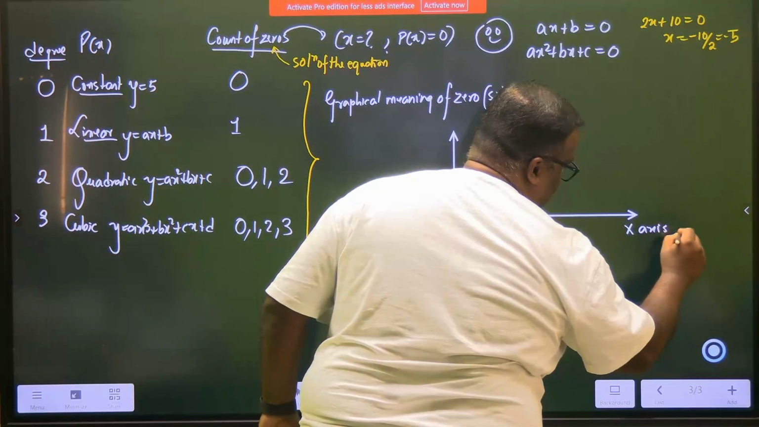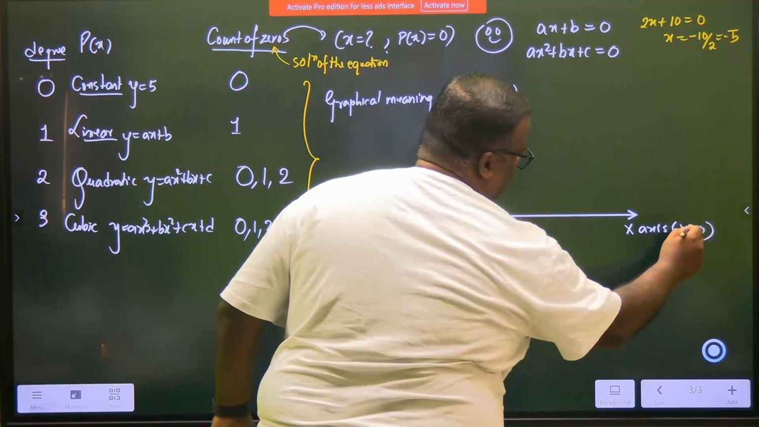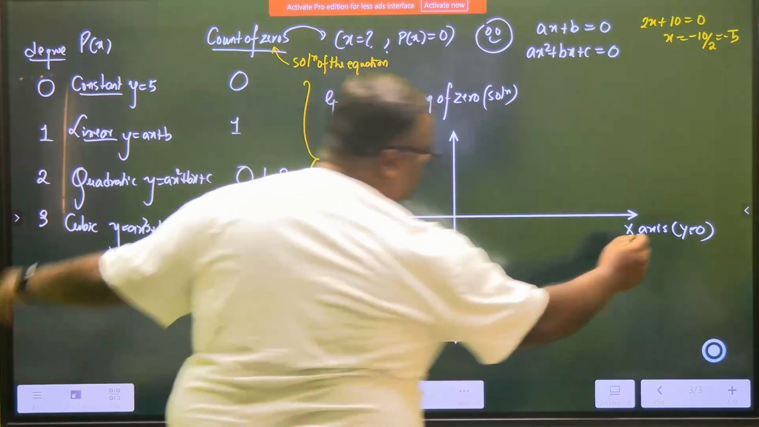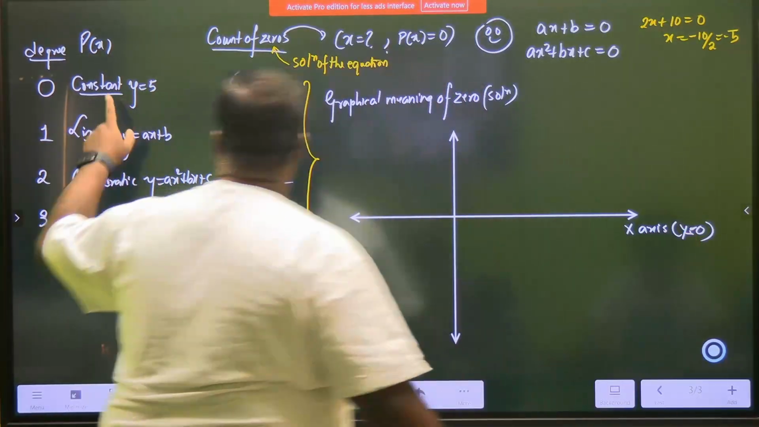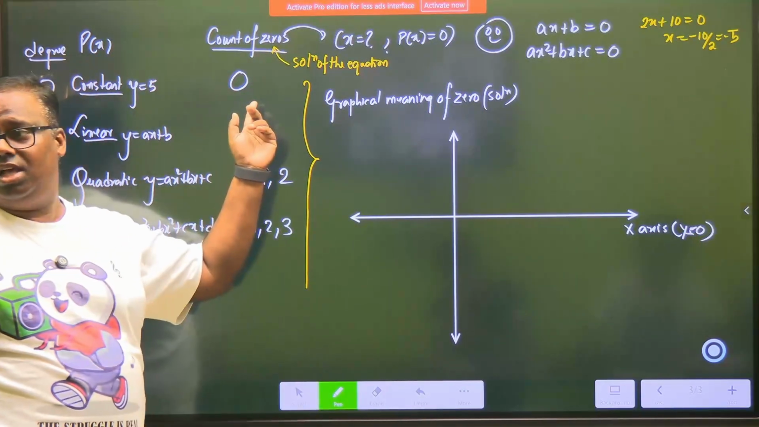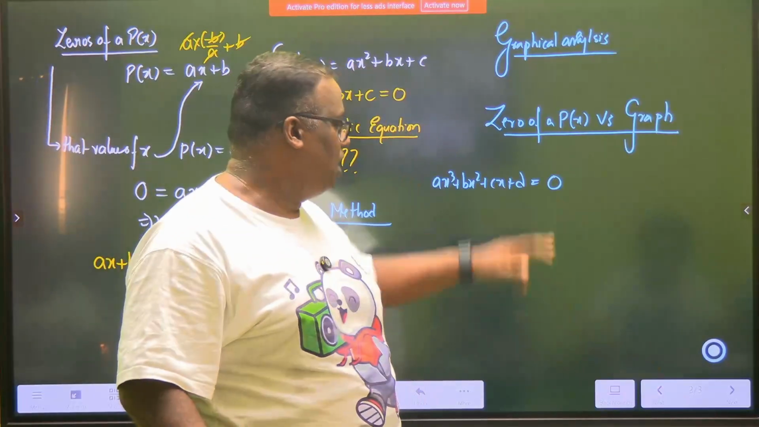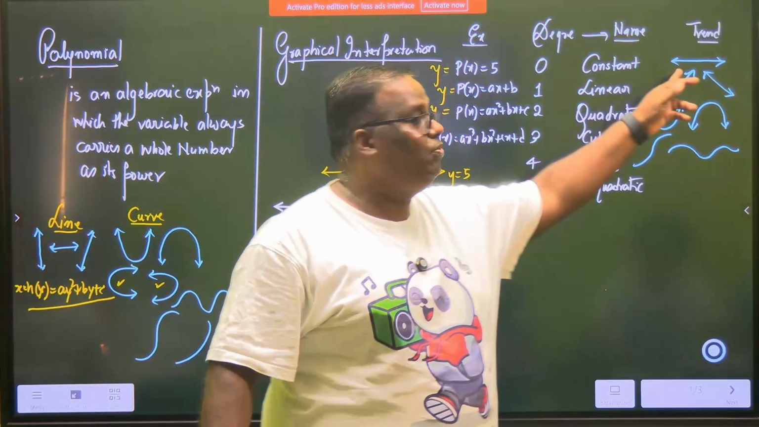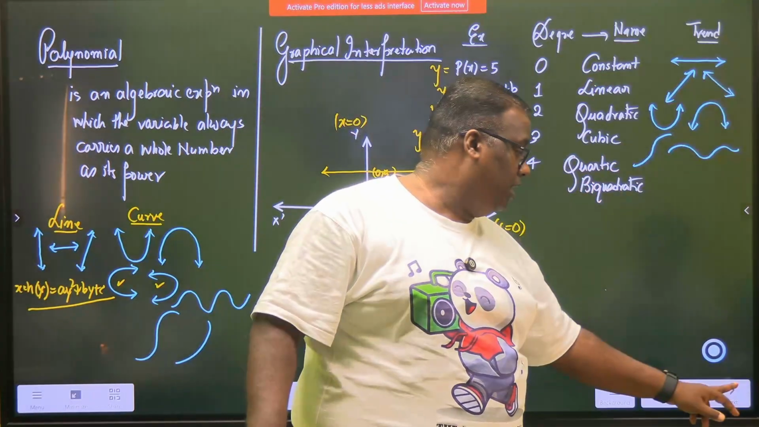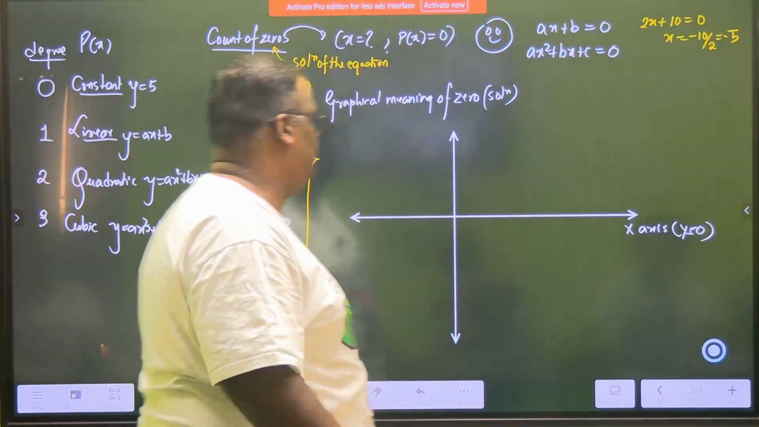X-axis. The x-axis is nothing but y equal to 0. The first type is what, beta? Constant. You said constant has no zeros. Okay, recall back what is constant's graph. Constant's graph is always a sleeping line.